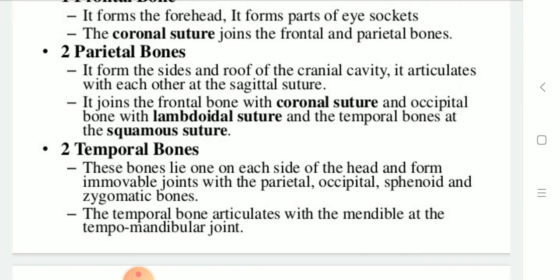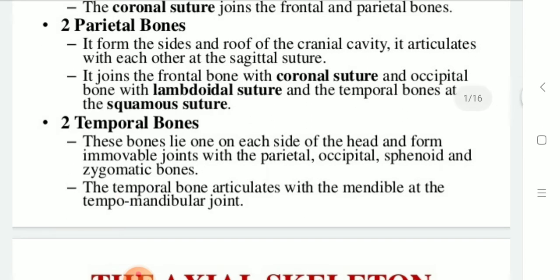Second, temporal bones. These bones lie on each side of the head and form immovable joints with the parietal, occipital, sphenoid and zygomatic bones. The temporal bones articulate with the mandible at the temporomandibular joints.